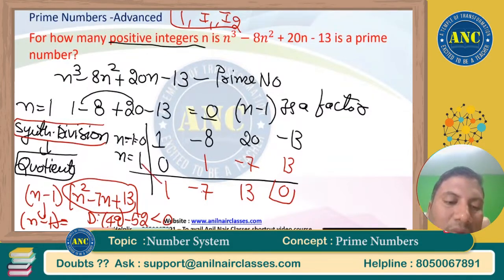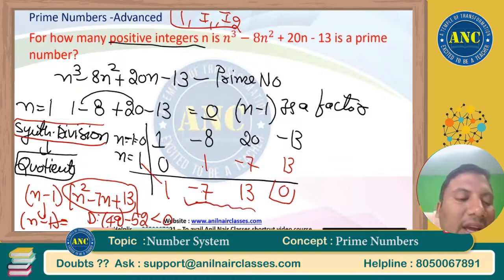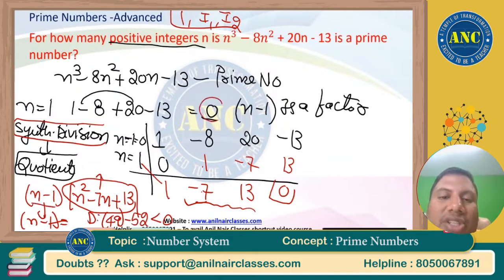Cross multiply, 1 ones are 1, minus 8 plus 1, minus 7. Cross multiply, 20 minus 7, 13. 13 ones are 13. So when a cubic is divided by linear, the remaining is n square minus 7n plus 13. The discriminant of this equation is less than 0, which means the roots are imaginary. n value 1 gives 0, and 0 is not a prime number. The remaining 2 roots give imaginary values, so they will not satisfy.